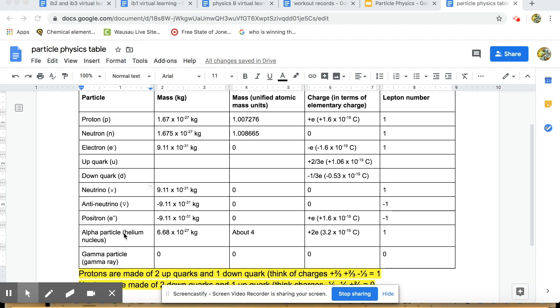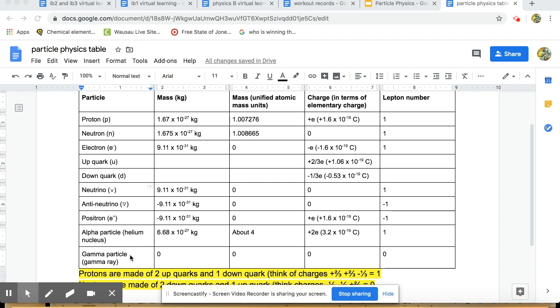An alpha particle is basically a helium nucleus. It's made up of 2 protons and 2 neutrons. They're used a lot in different detection techniques. So the mass is just going to be the mass of 2 protons and 2 neutrons, and the atomic mass unit is about 4 because there's 1, 2, 3, 4 particles. It's going to have a charge of 2e because there's 2 positive charges here. And its lepton number is 0 because it's not a lepton.